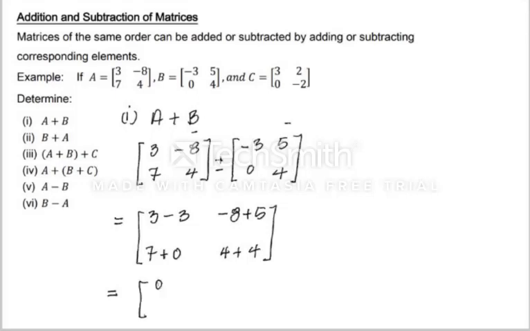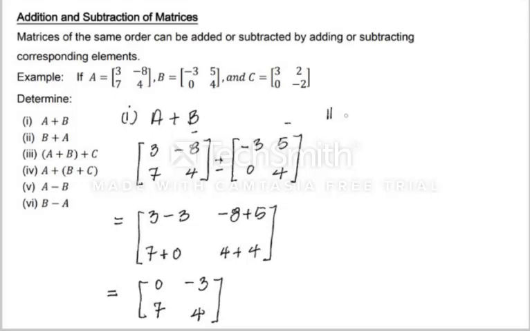3 minus 3 is 0. 7 plus 0 is 7. Minus 8 plus 5 is minus 3. And 4 plus 4 is 8. So 0, 7, minus 3, 8 is the matrix A plus B.